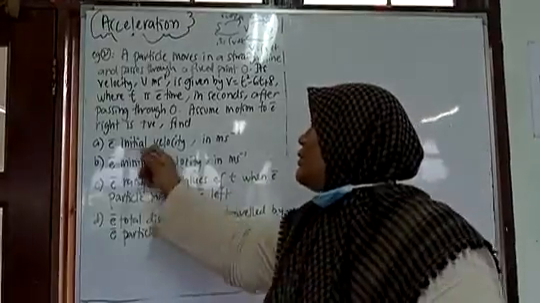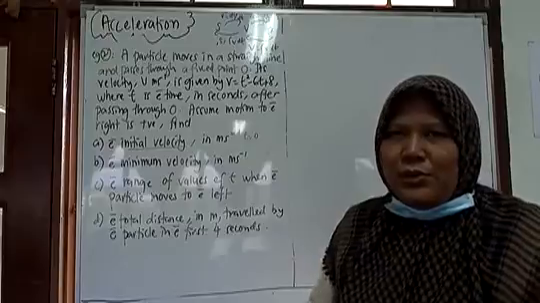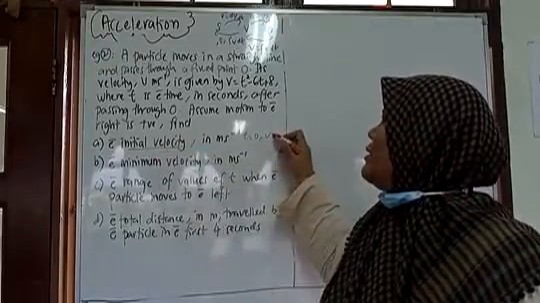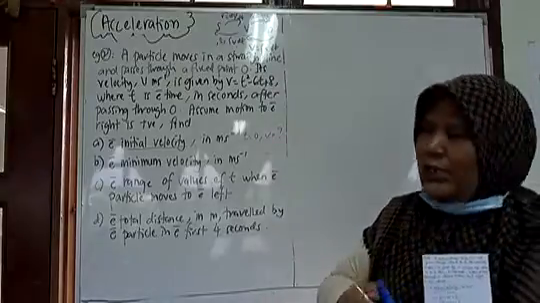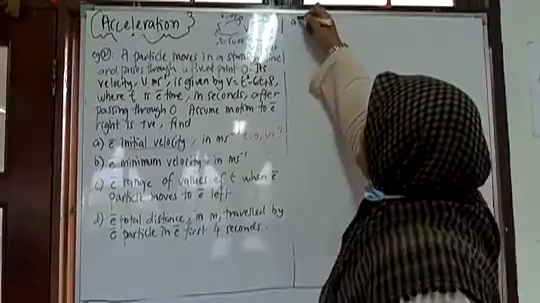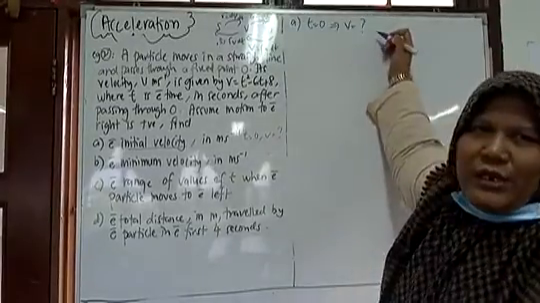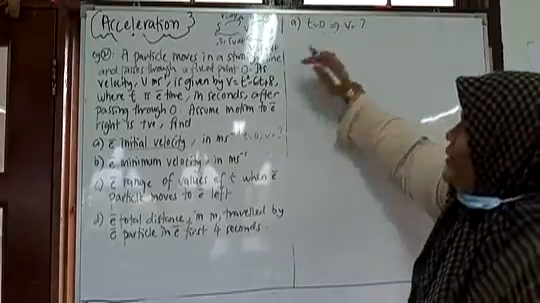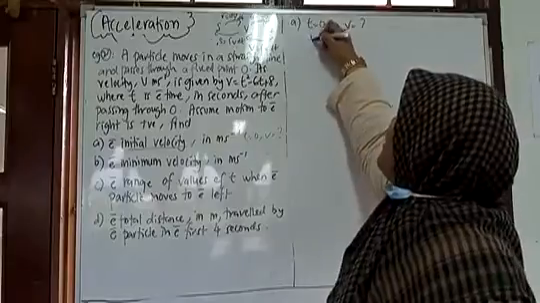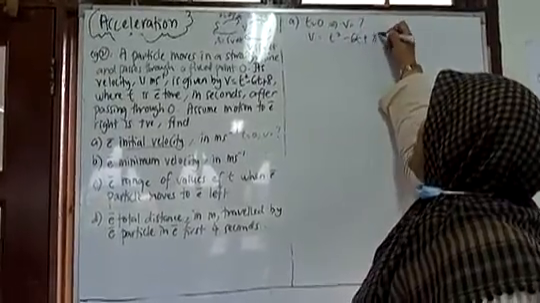Again, when we talk about initial, we are talking about when t equals 0. So what are we going to find? Velocity. Let's look at A first. When t equals 0, we need to find v. Do we have a velocity function? Yes, this question is given a velocity function: v = t² − 6t + 8.